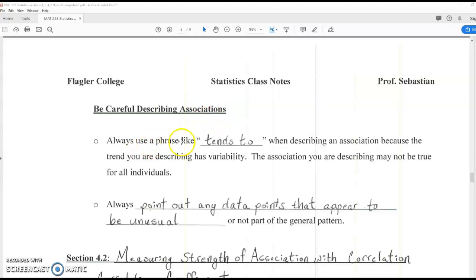We always want to use a phrase like "tends to." You've seen me use that over and over again so far in the examples when describing an association, because the trend you are describing has variability. It's not usually a perfect line that fits through them, right? You've got dots scattered about. So the association you're describing may not be true, and most likely is not true for all individuals. And when I say individuals, I mean all points in my scatter plot.